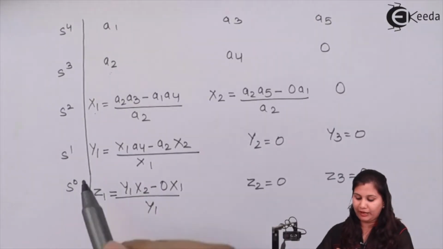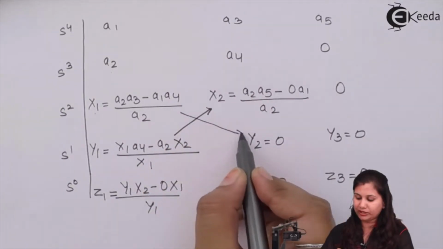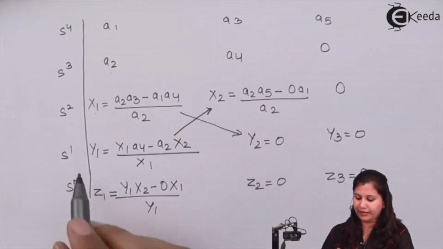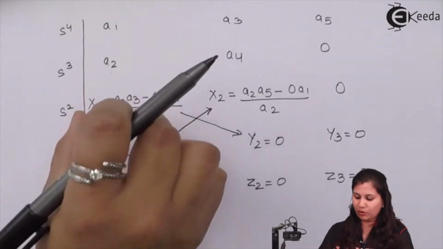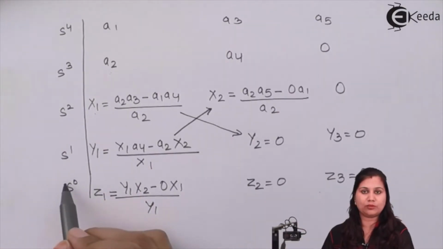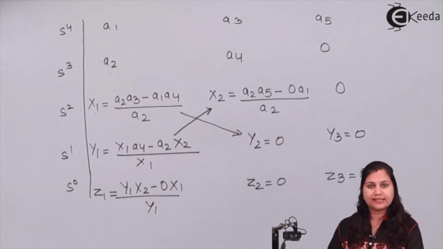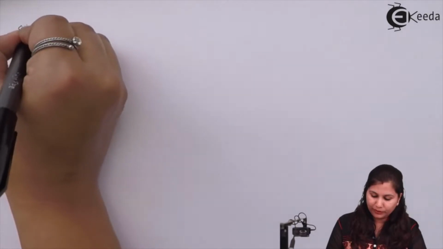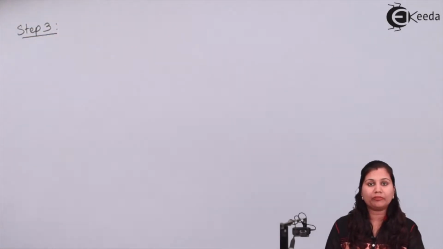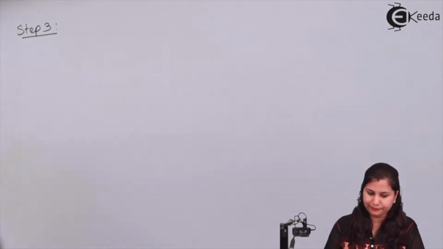Similarly, z1 will be, we have to multiply y1 with x2 minus x1 multiplied with 0, okay, and divided by y1. So in this way, you have to determine all the coefficients and complete till the power of s equals 0. So you have to build the Routh array in the second step. Okay. So now our next step is step number 3, and in step number 3 we are going to determine how many sign changes there are in the first column of the Routh array.